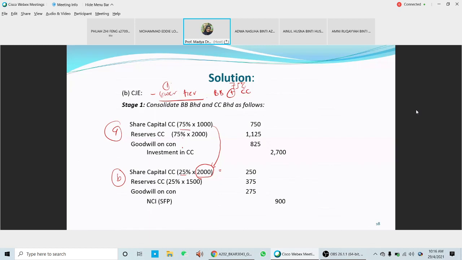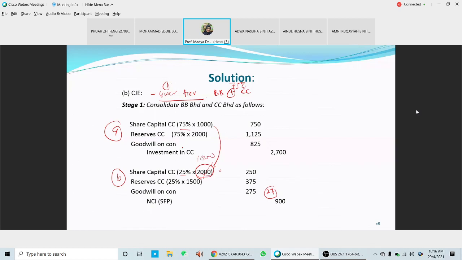Okay, and then reserve 1.5, we're going to have 375, and then goodwill on consolidation here. Your goodwill from consolidation here is from slide 27. So the portion for the NCI here is 375. So this is the second journal entry, and then credit NCI in the statement of financial position.